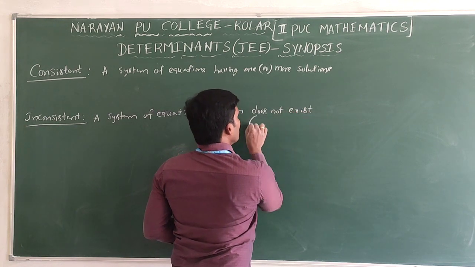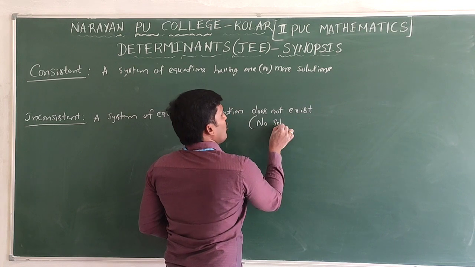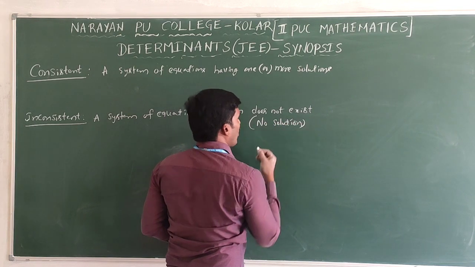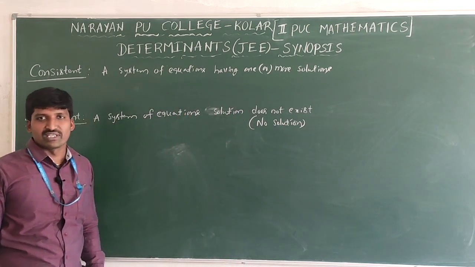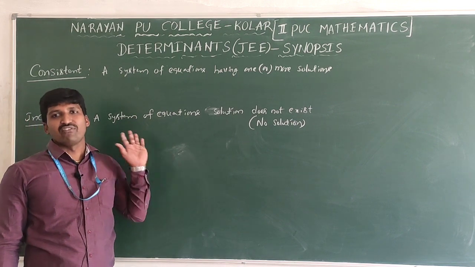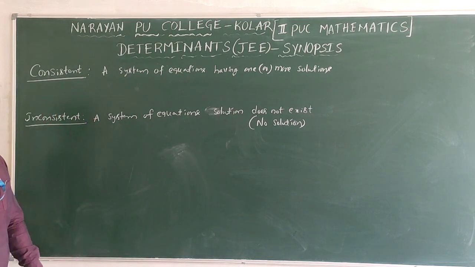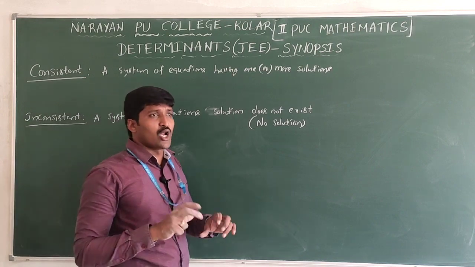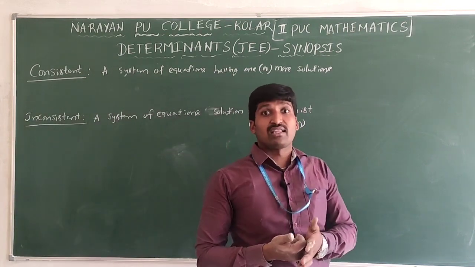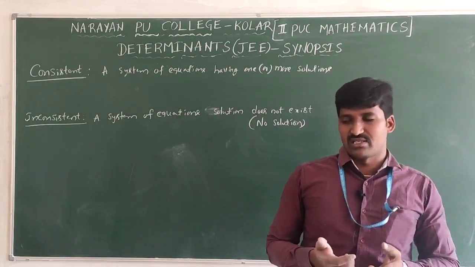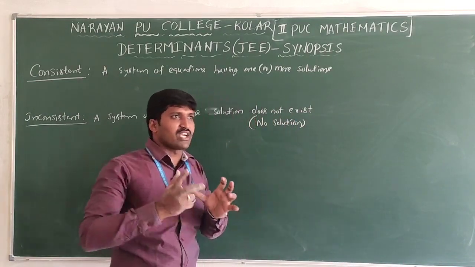That means what? No solution. When we get an inconsistent system, there is no solution for the given system of equations. Now, how to solve? Here there are two types of equations: one is non-homogeneous equations, another is homogeneous equations. These are two different types of equations.